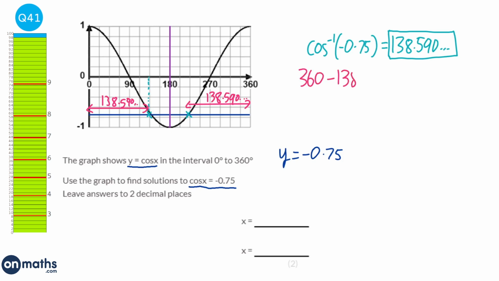So to work out what this coordinate is, all we need to do is 360 take away the 138.590. So 360, which is here, take away this bit here that we know, and that will tell us what this coordinate here is. And so we've got, type that into the calculator, you get 221.409 blah blah blah. We want the answer to 2 decimal places, so the first solution is 138.59, and the other solution is 221.41.